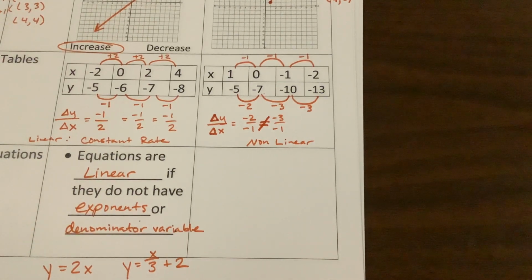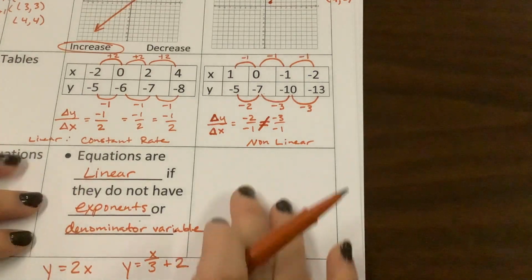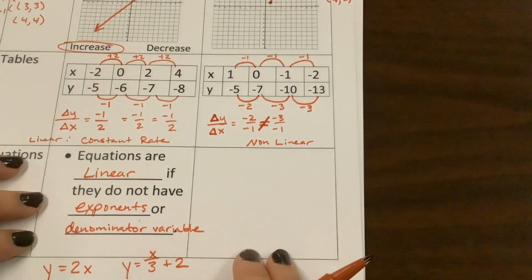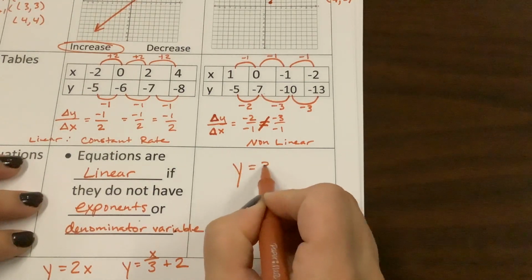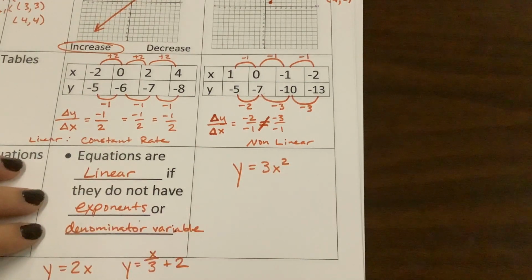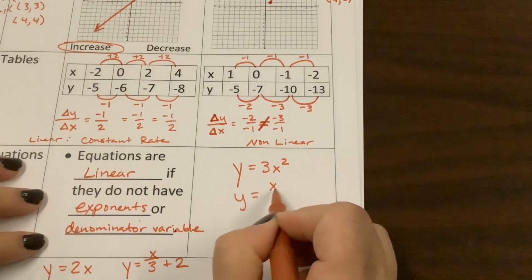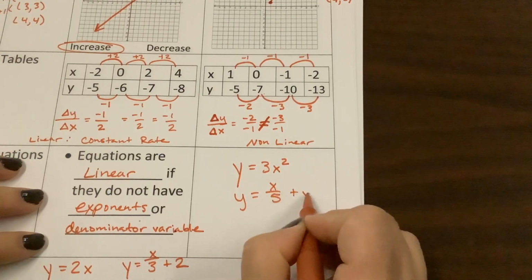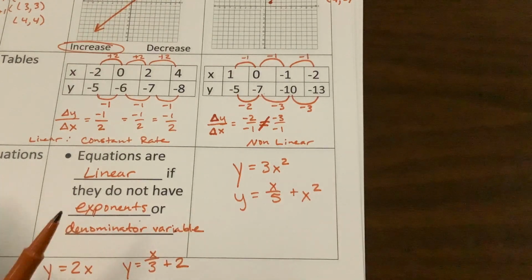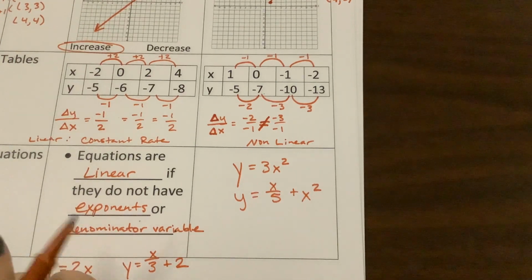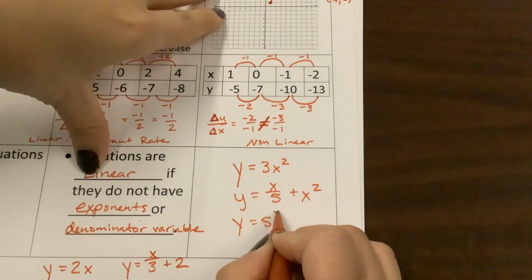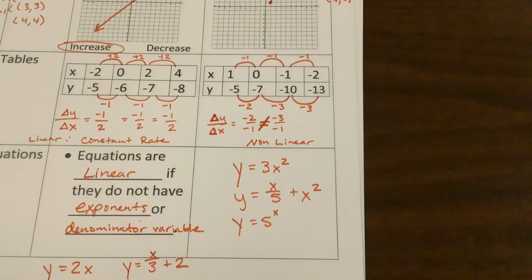Okay? All right, now I want to write some examples of an equation that's nonlinear. So if I write y equals 3x squared, that's going to be nonlinear. Why? Exponent. How about y equals x over 5 plus x to the second? Why is this one nonlinear? Exponent. Y equals 5 to the x power. What about this one? Still an exponent. Even if the exponent's a variable, it's nonlinear.